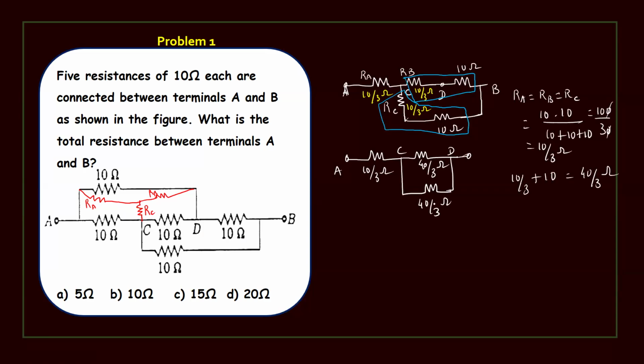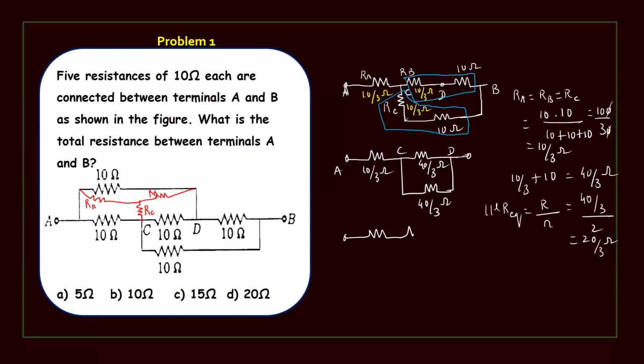Two 40 by 3 ohms are in parallel condition. So we know the principle of homogeneity. By that principle, we can find the equivalent resistance. If the resistances are equal in value and in parallel condition, R equivalent equals R by the number of resistances in parallel. Here there are two 40 by 3 ohms resistances in parallel. So the parallel equivalent is 40 by 3 by 2, which is 40 by 6, that is 20 by 3 ohms.